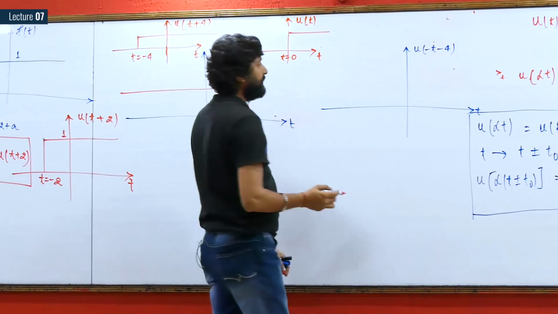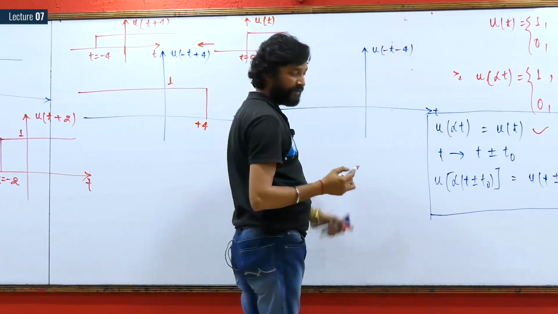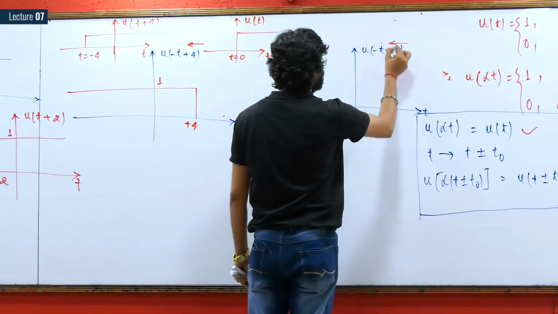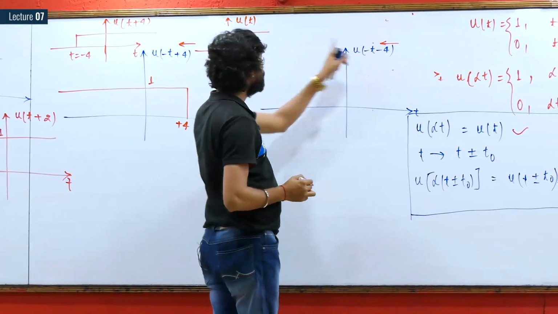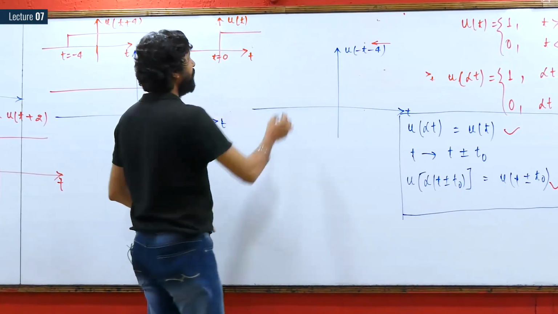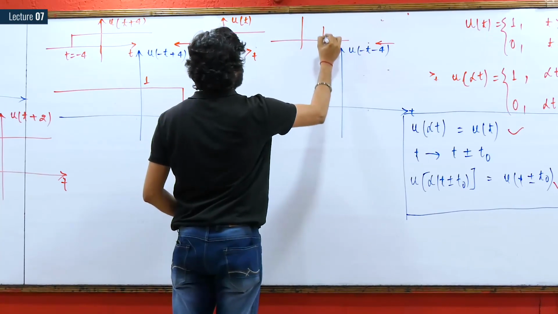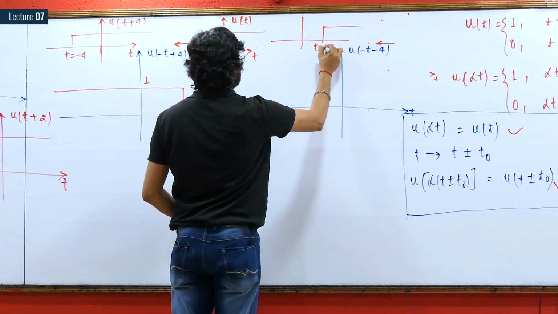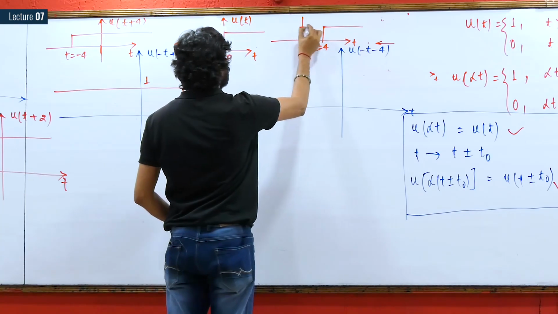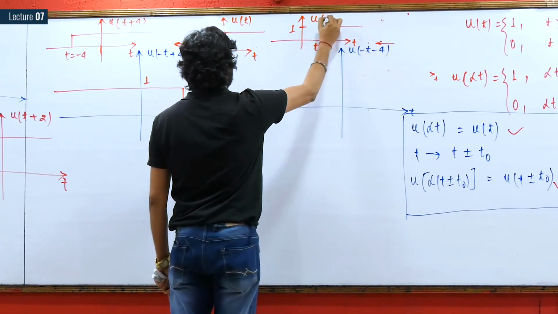Now if you want to find this signal u of minus t minus 4, so if you perform time shifting by minus 4 now, on u of t, if you plot u of t minus 4, the signal is going to start from t equals plus 4, with value 1 with respect to t. This signal is your function u of t minus 4.